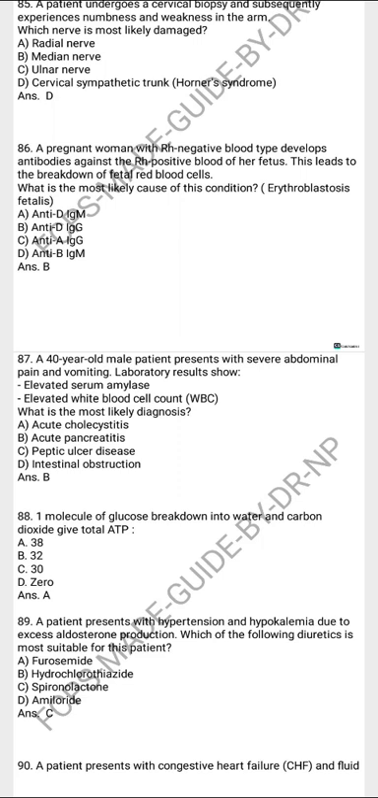Laboratory results show acute pancreatitis. One molecule of glucose breaks down into water and carbon dioxide. Total ATP would be 38.